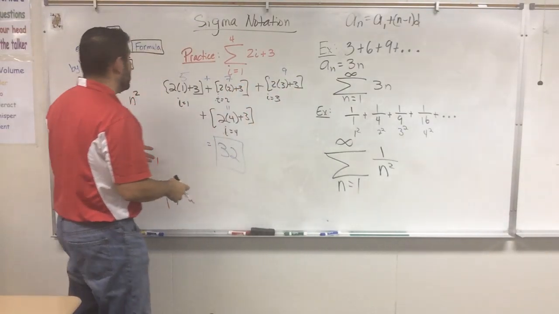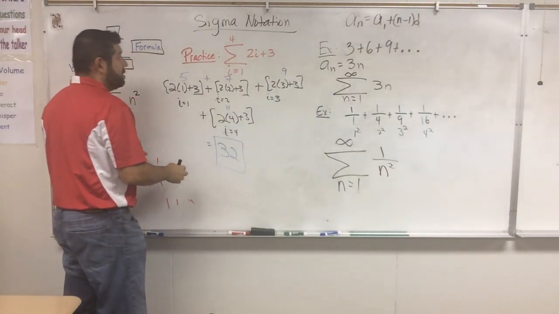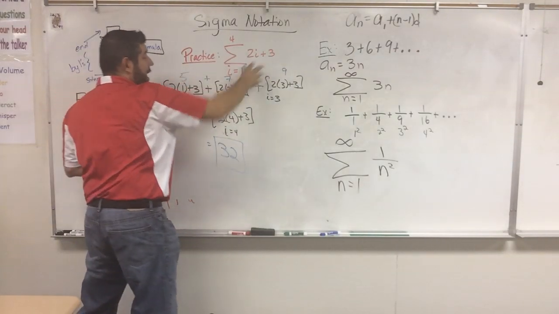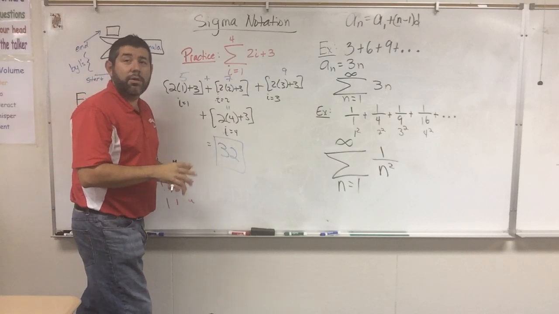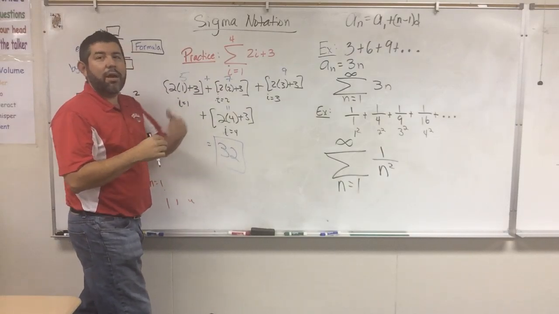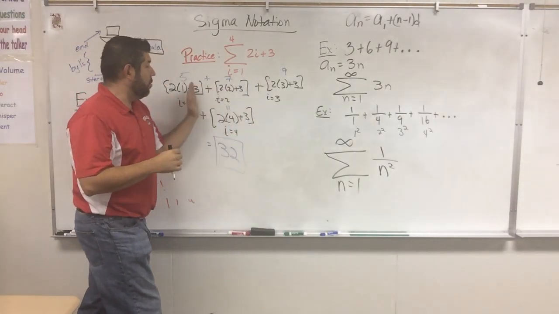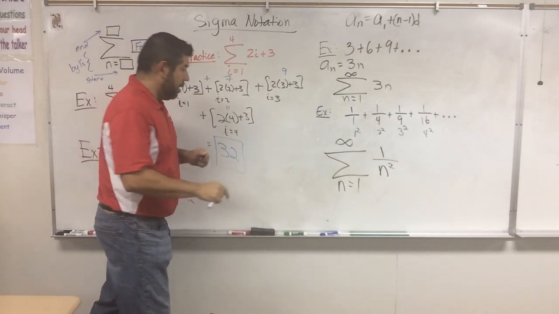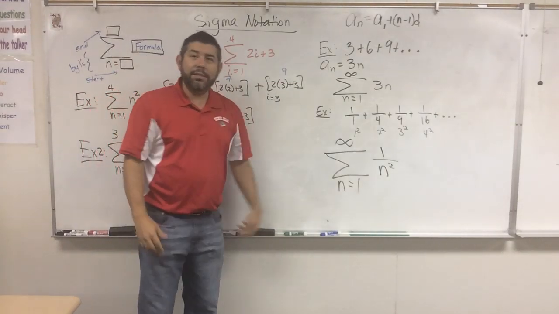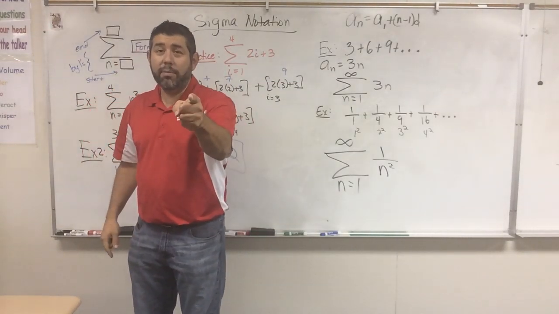Okay, some students get that confused in that they think that this n here means it's the last number in our sequence, in our series, but that's not what it means. It's how many terms we're going to go out. 1, 2, 3, 4 terms. Okay. All right. So that's it, guys. Sigma notation.